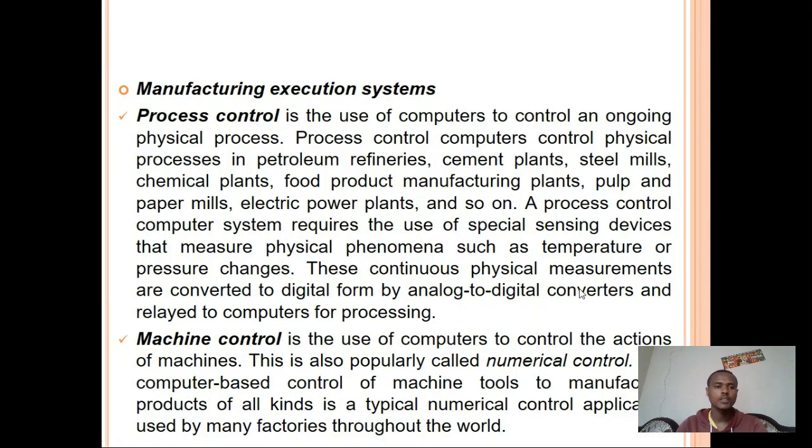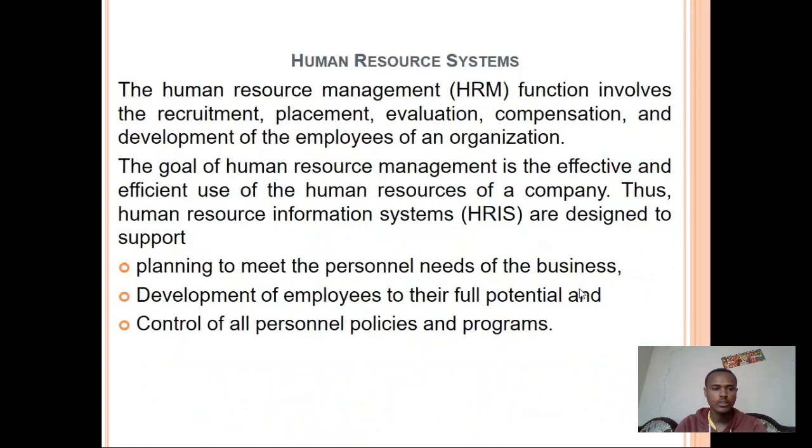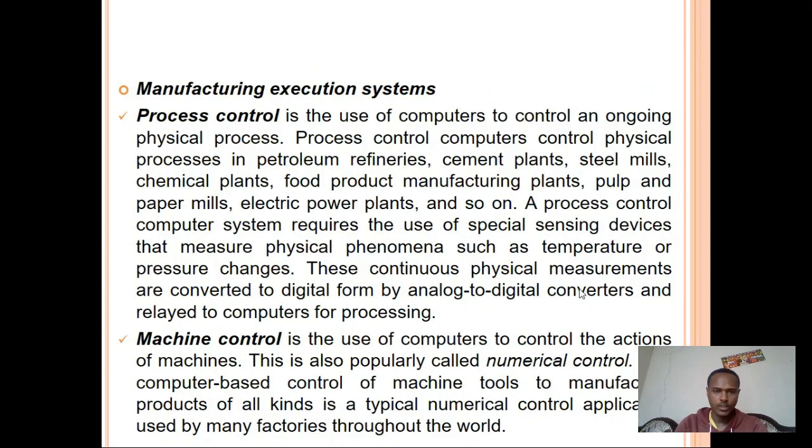Manufacturing execution system. The manufacturing execution system includes process control and machine control. Process control is the use of computers to control an ongoing physical process. These continuous physical measurements are converted to digital form by analog to digital converters. It means the major activity of process control is controlling the entire function of the manufacturing.